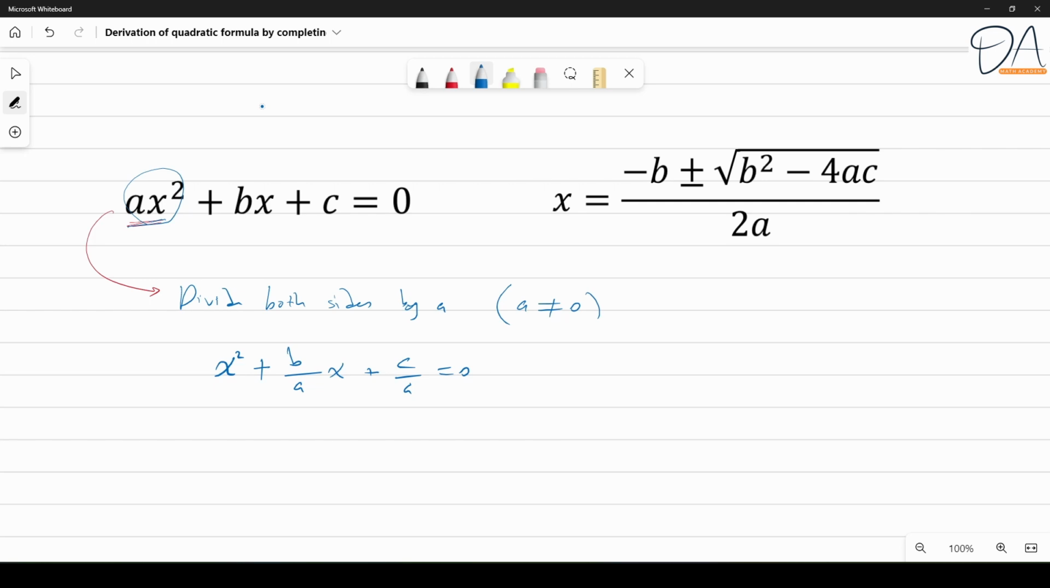Next step, let's move the constant term to the right hand side. So we'll get x squared plus b over a x equal to minus c divided by a.